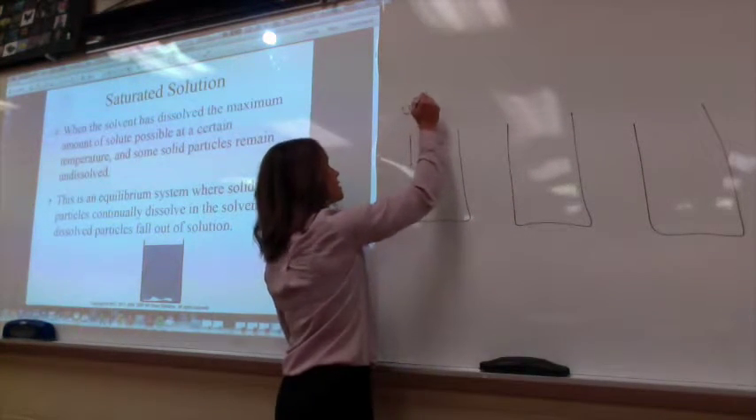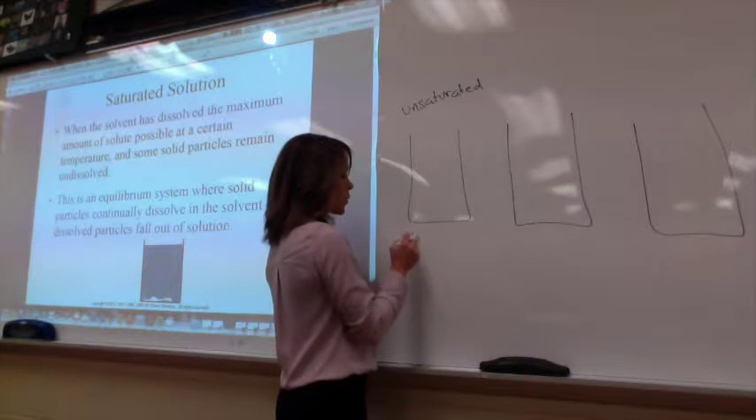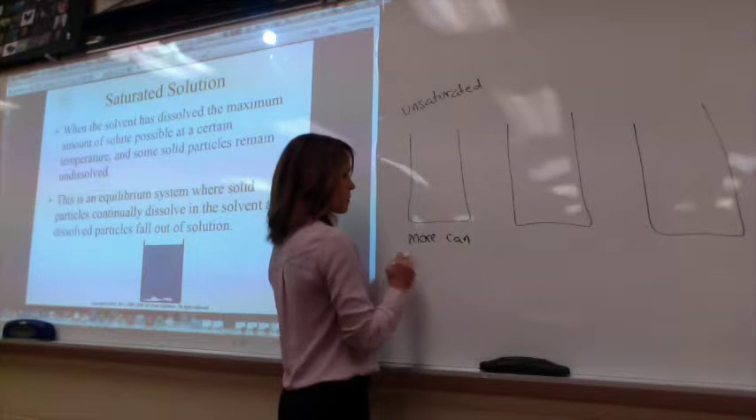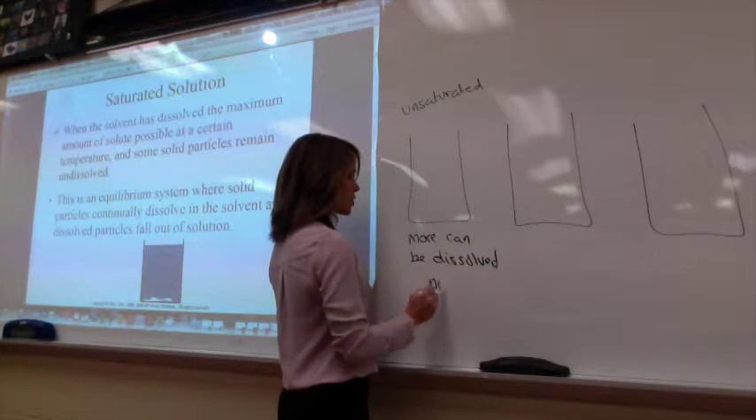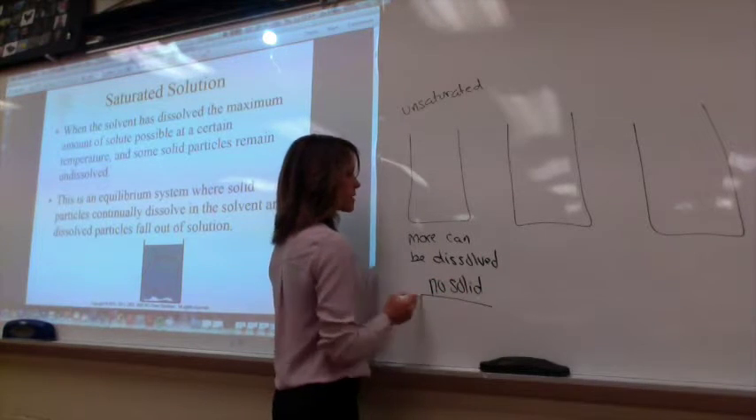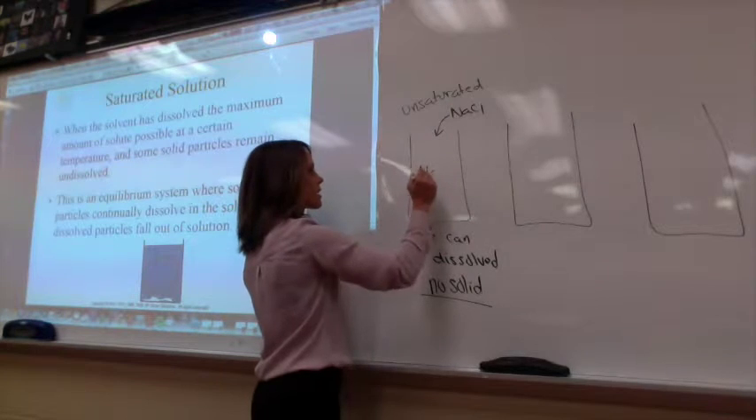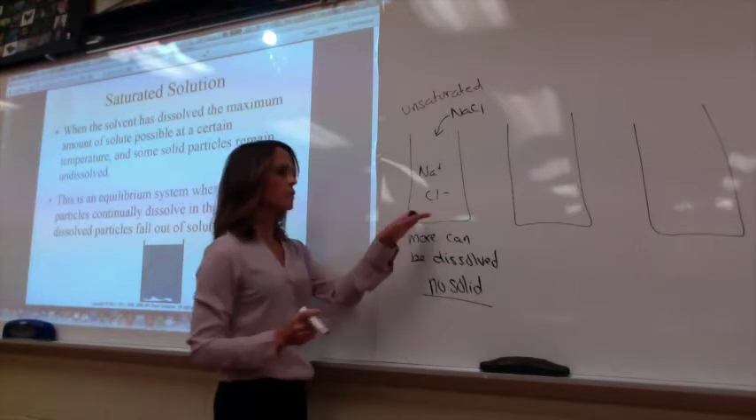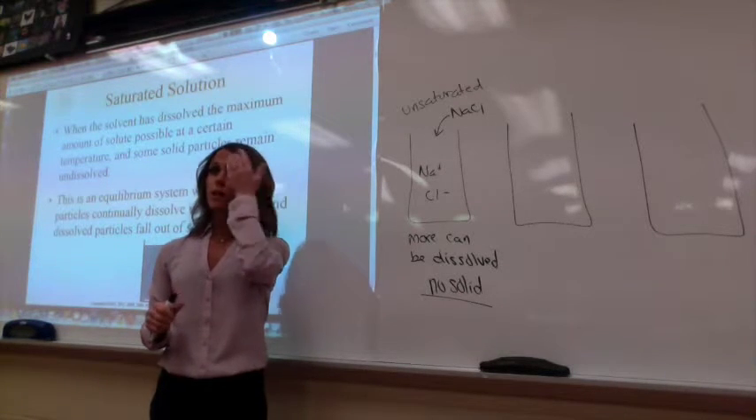In an unsaturated solution, I can dissolve more stuff. More can be dissolved, and there is no solid sitting at the bottom. That's key. So if I dump sodium chloride into this, I end up with Na plus and Cl minus ions, and there's nothing sitting at the bottom. That's not saturated, right? It means you can dissolve more.